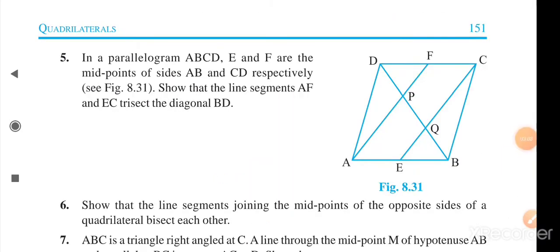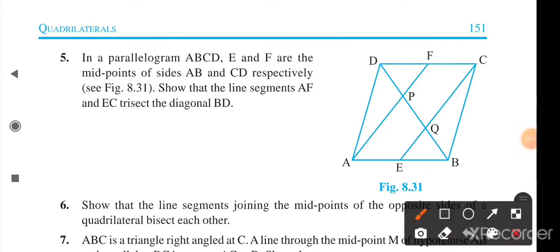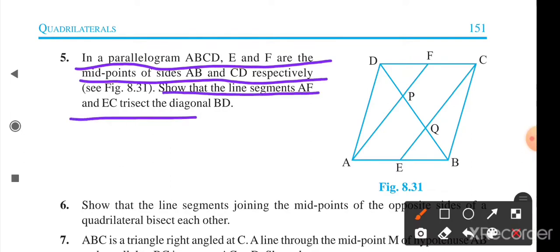Now see the next question: in parallelogram ABCD, E and F are the midpoints of sides AB and CD respectively. Show that line segments AF and EC trisect the diagonal BD. So first you should understand what is given in the question.